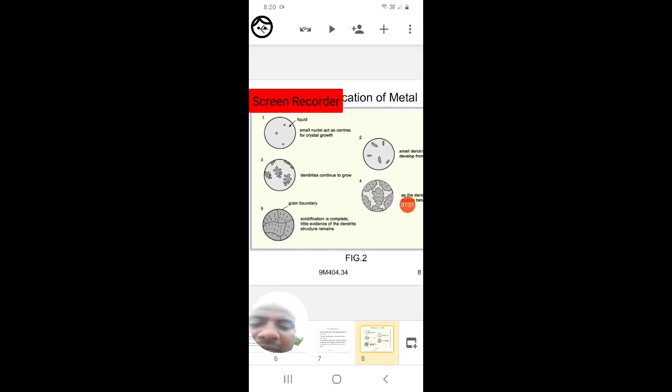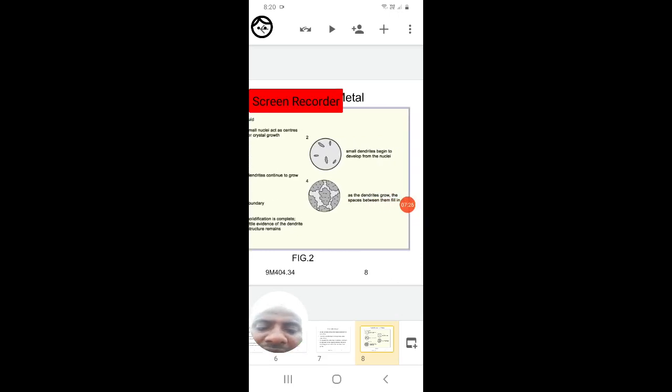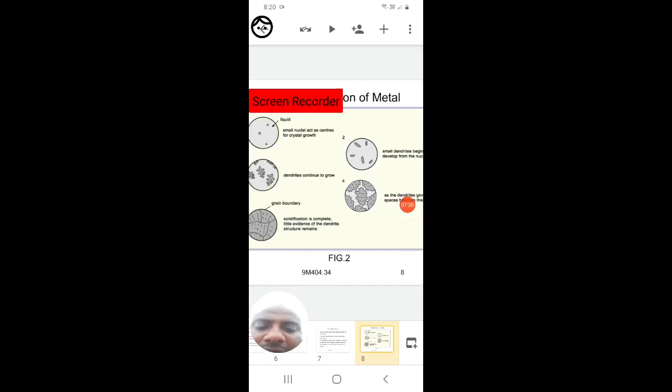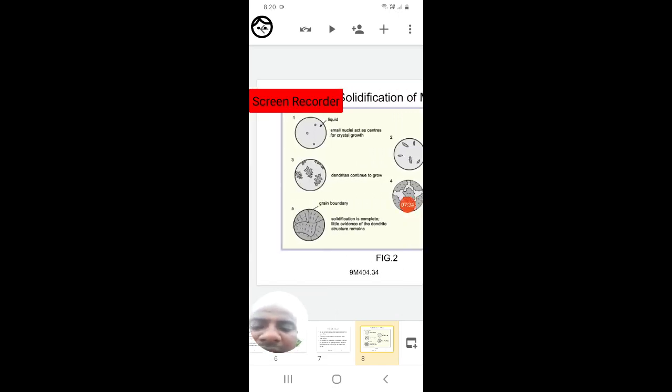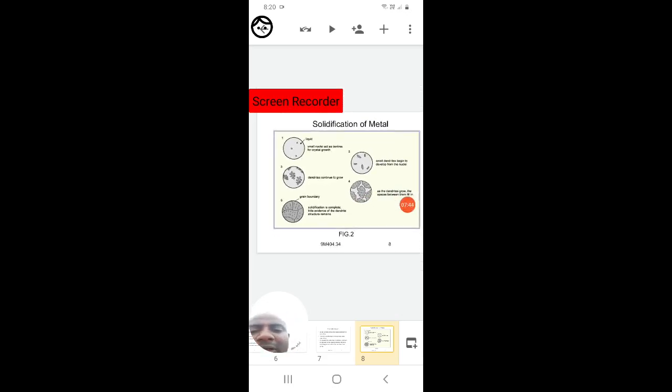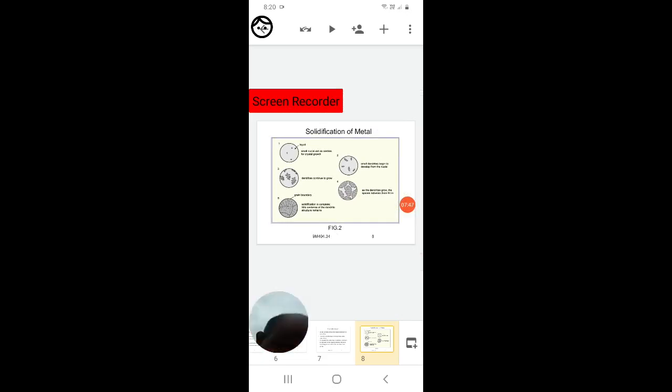Third stage, dendrites continue to grow. The fourth one, as the dendrites grow, the spaces between them fill in. So fifth stage, the solidification is complete. Little evidence of dendrite structure remains, that is grains and grain boundaries. So this is the total solidification of metal.